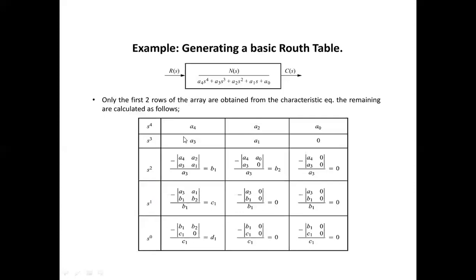And we have to obtain the first column of the Routh array, only the first column. We have to concentrate on the first column of the Routh array in order to comment on the stability of our system. And we have to see how many sign changes there are in the first column of the Routh array.